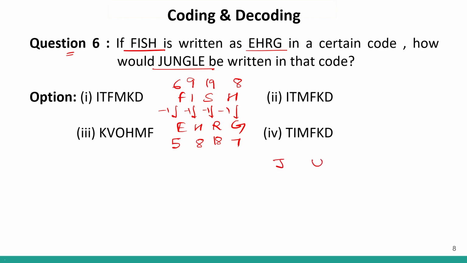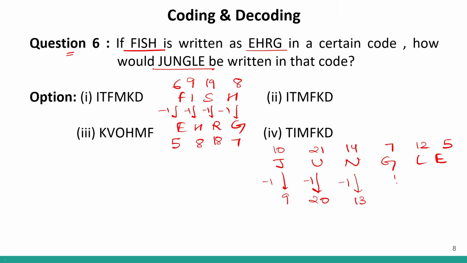So we'll do the same thing for jungle now. These are your alphabets in jungle. J, U, N, G, L, E. If I give them forward ranks, J is 10. Correct? U is 21, N is 14. G is 7, L is 12 and E is 5. Now I will move 1 position backwards, so I'll get 9. Here also 1 position backwards, I'll get 20. Here also if I move 1 position backwards, I'll get 13. Here also I'll get 6. I'll get 11. And here also if I move 1 position backward, I'll get 4.